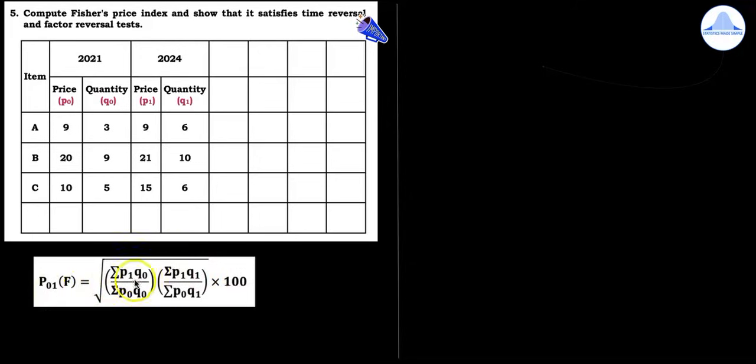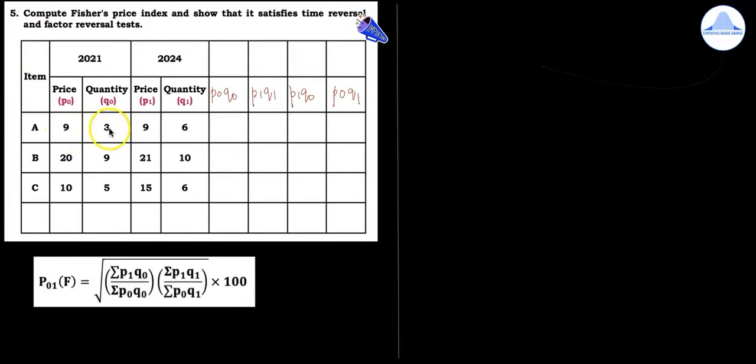It is root of, first write Laspeyres' price index number without the 100, then write Paasche's price index number without the 100, and outside the root you write into 100. Now let us go to the table and do the calculations. So first form the columns. By now you should know the columns are P0 Q0, P1 Q1, P1 Q0, and P0 Q1.